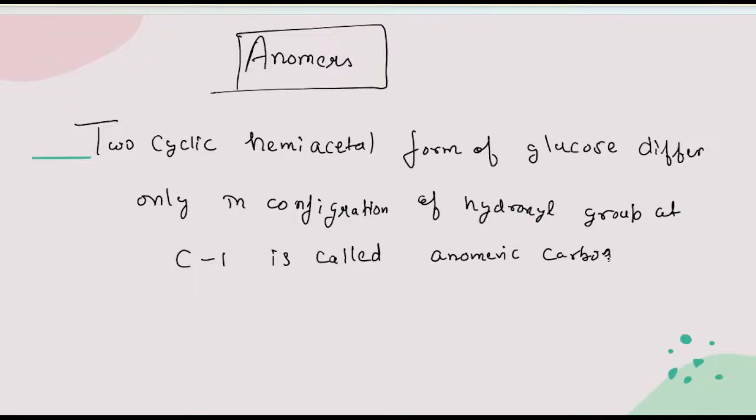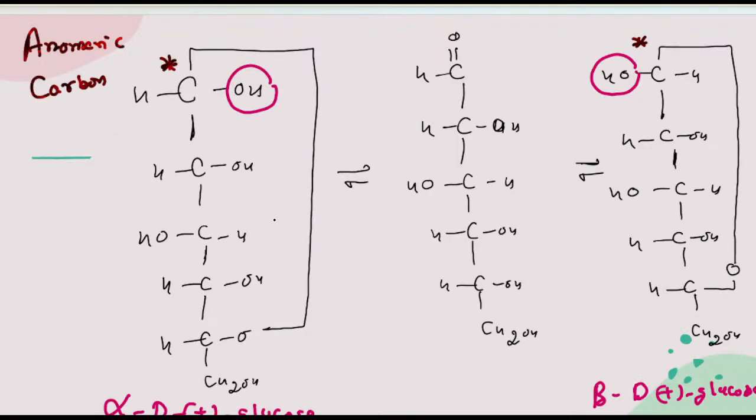So for example, alpha and beta glucose are the example of anomers. Okay, that's it. Now let's go back again. It's a very weird kind of structure, right? It's not very clear what I really want to give you.